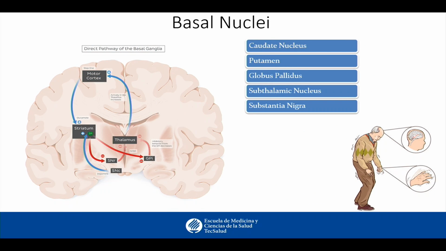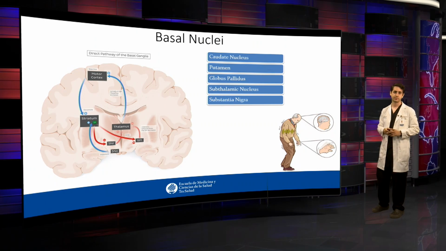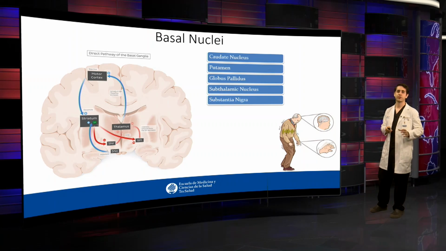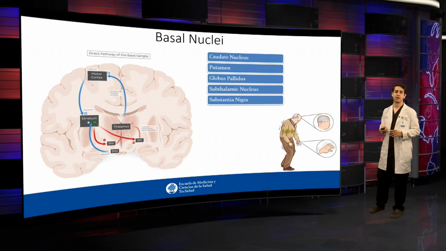The basal nuclei. The basal nuclei comprise the caudate nucleus, the putamen, the globus pallidus, the subthalamic nucleus, and substantia nigra. The basal nuclei play a crucial role in modulation of movements. Certain movement disorders can be traced to pathologies in the basal nuclei, the most notable being Parkinson's disease, which is related to deficiencies of dopaminergic cells in the substantia nigra.